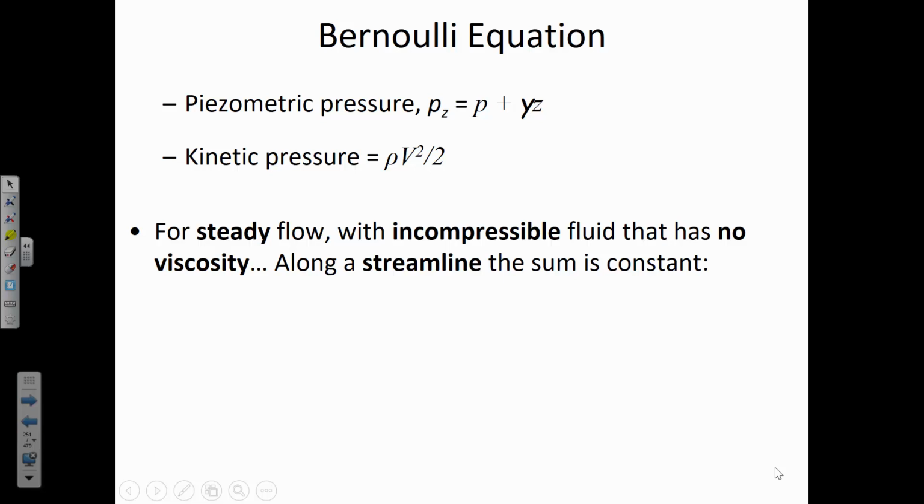So here at location 1, if you know the elevation above some datum, if we say here is our elevation datum, our z datum, it doesn't necessarily matter where, as long as both location 1 and location 2 we're measuring the z above that point, what we're saying is that the sum of the piezometric pressure and the kinetic pressure between two locations will be equal. It's just that the energy is changing forms.